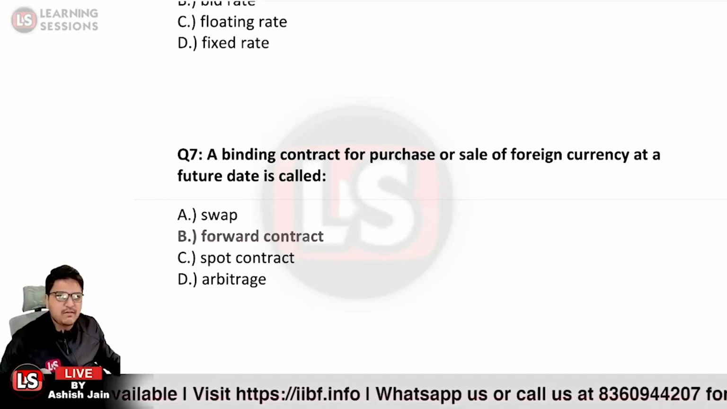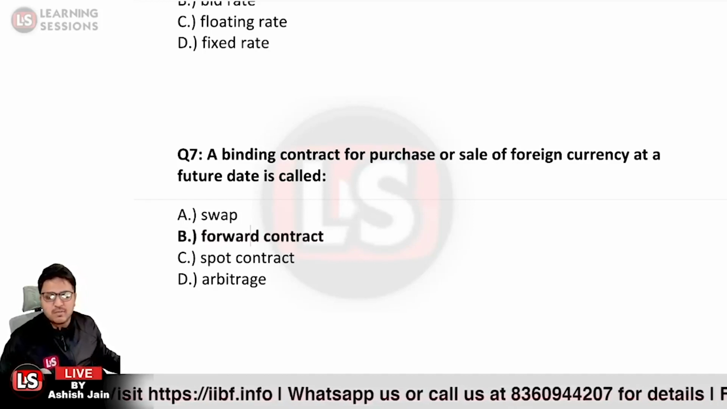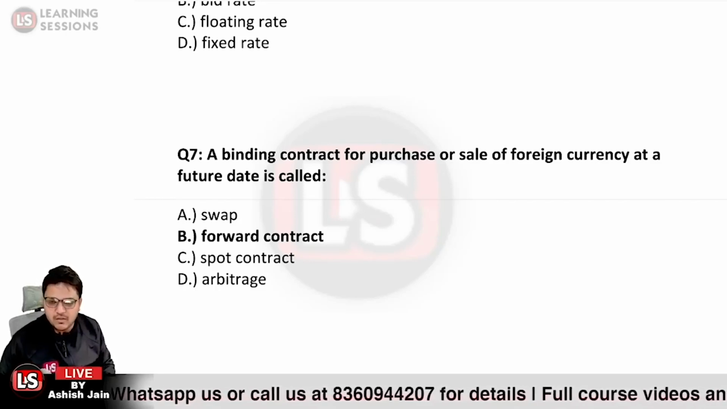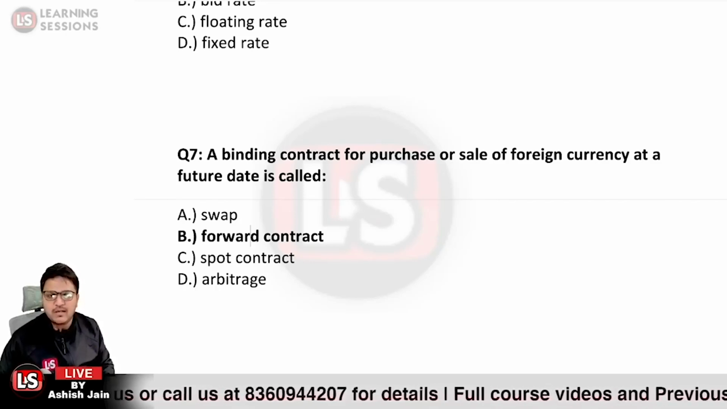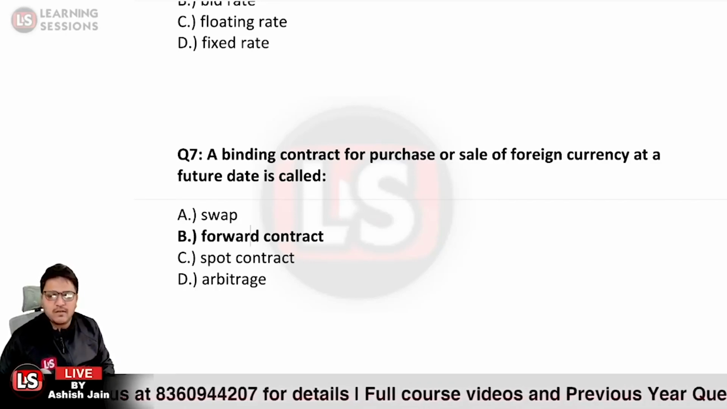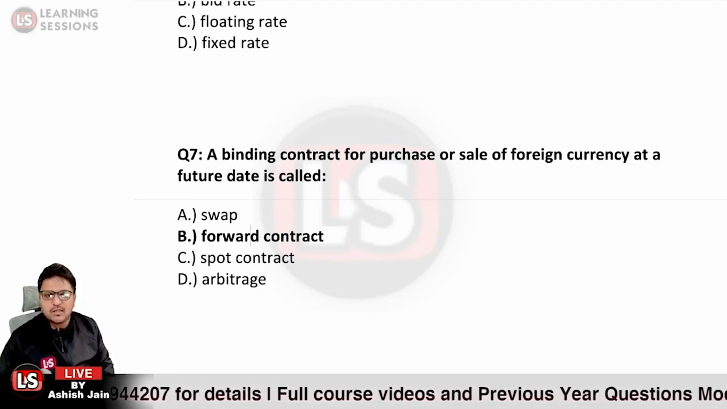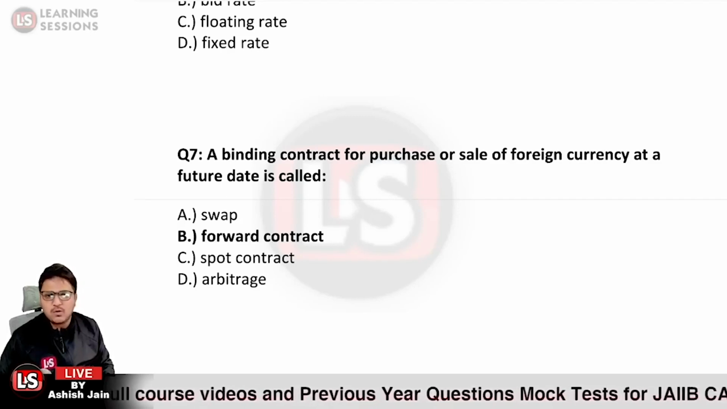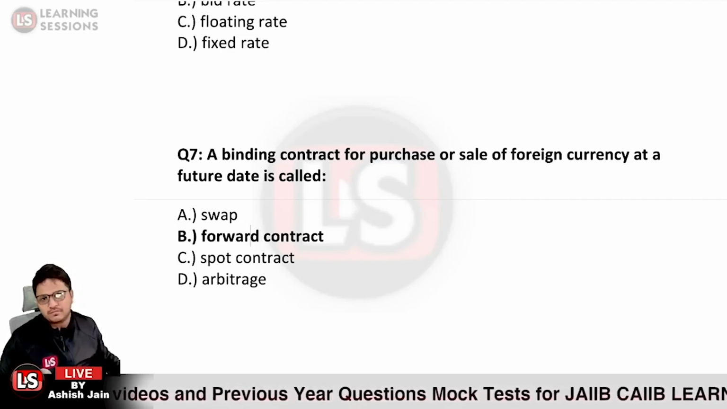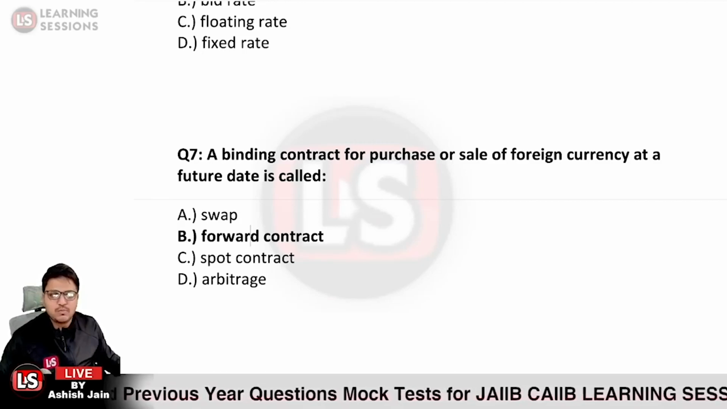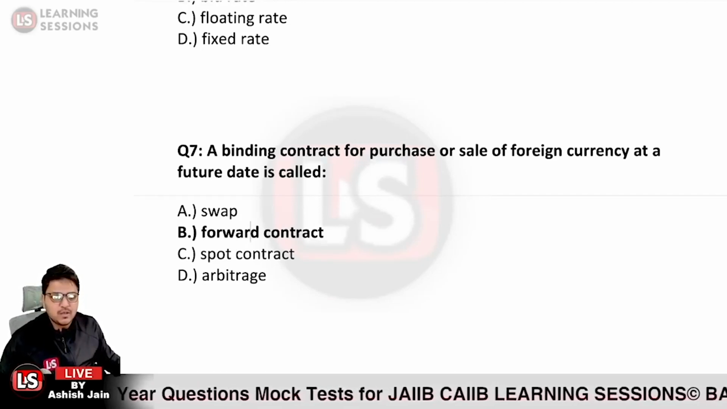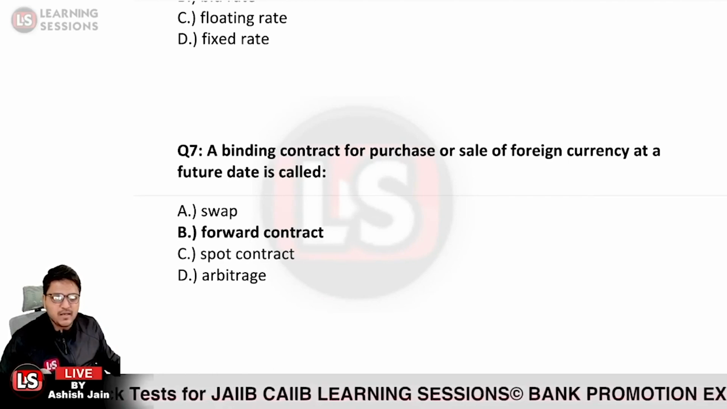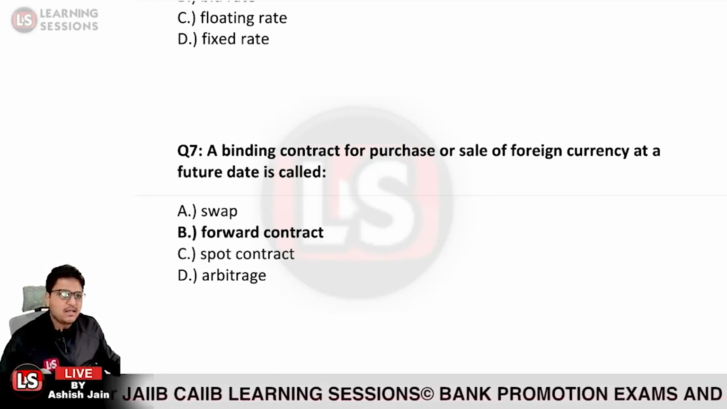Now what is a derivative? A derivative is an asset which derives its value from the underlying asset. It does not have any value of its own, but it derives the value from the underlying asset. And what type of derivative is it? It is an OTC, over the counter traded derivative. So option B over here is the right answer for question number 7, and Naina has answered correctly at the earliest.